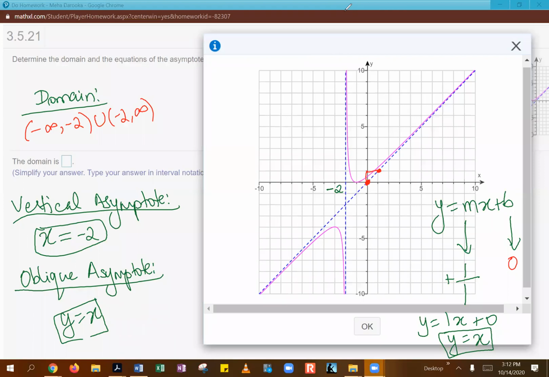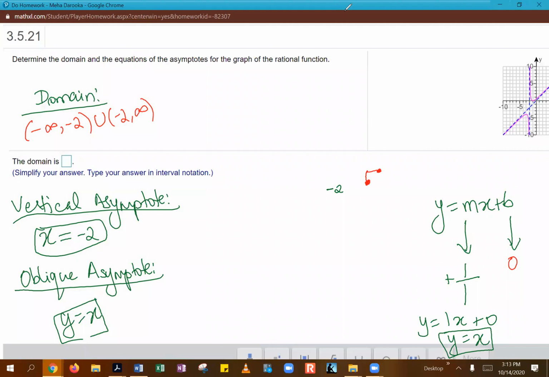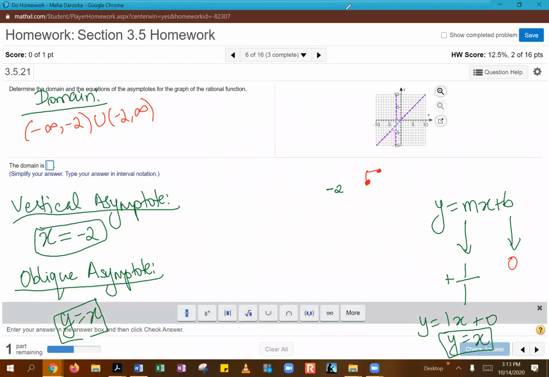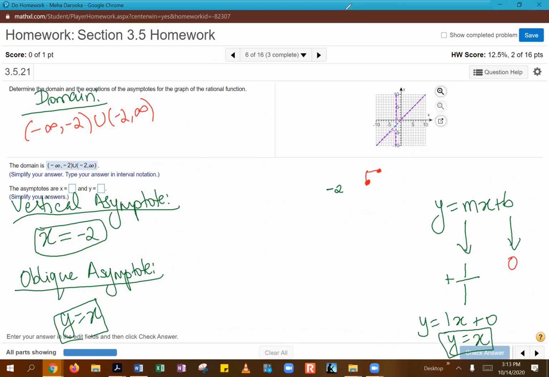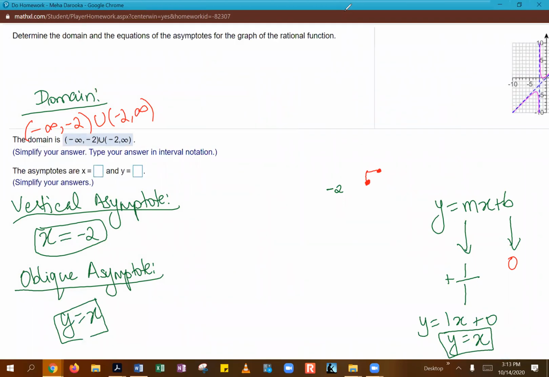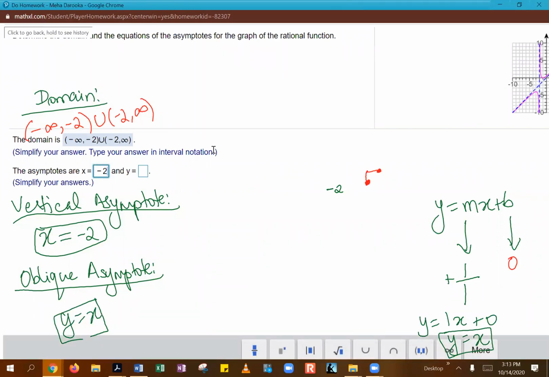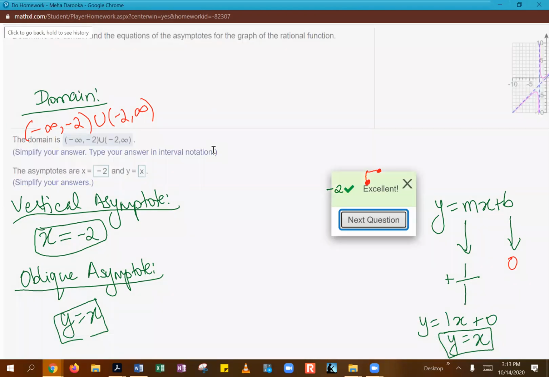Okay, so let's plug these answers in. Missed my infinity there. And then here again, you will see they're actually just giving it to you as x equals and y equals. So x equals is vertical, so that's -2. Y equals will be the oblique, so that's x. And there you go.